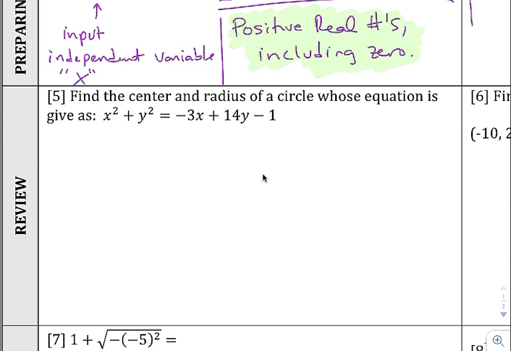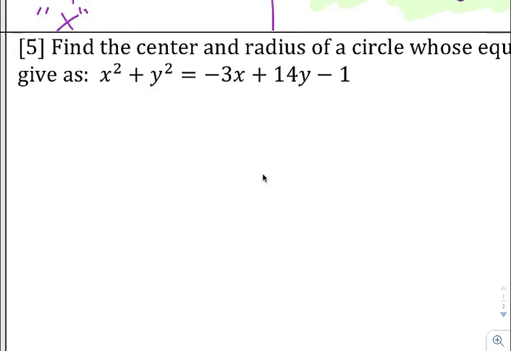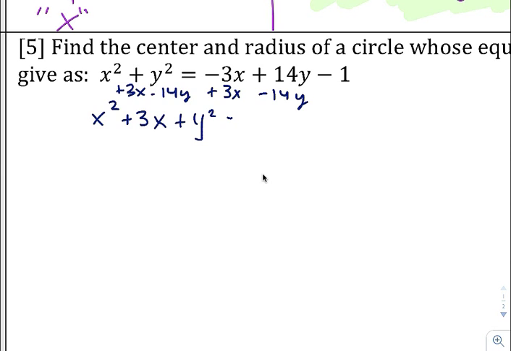Let's go to some review of stuff we started the year with. Find the center and radius of a circle whose equation is given as the following. This is good review. We're going to use similar tactics as we did to find roots, which is we're going to take all our variably defined values and put them on one side of the equation, which means we can't just move them. We actually have to add them. So that's going to be plus 3x. So this is going to be plus y squared. And then if we subtract 14y from both sides, that'll be minus 14y, and that's going to equal negative 1.